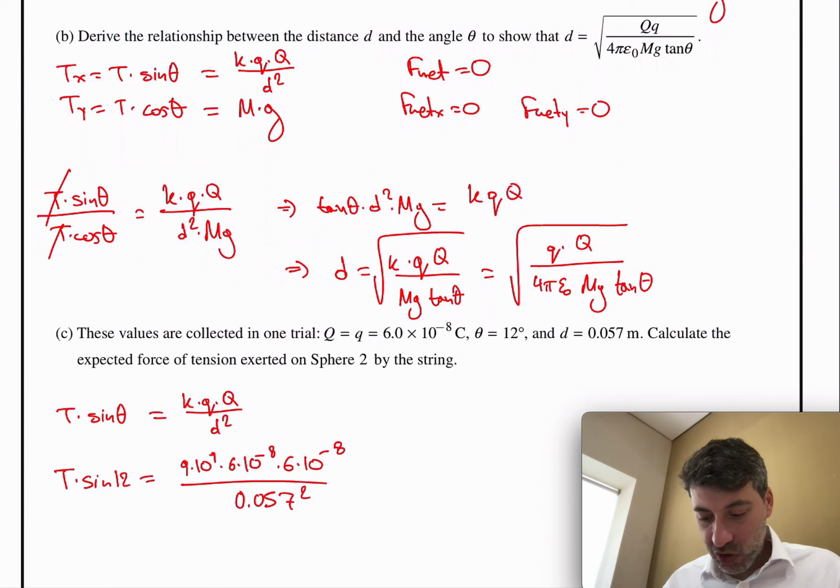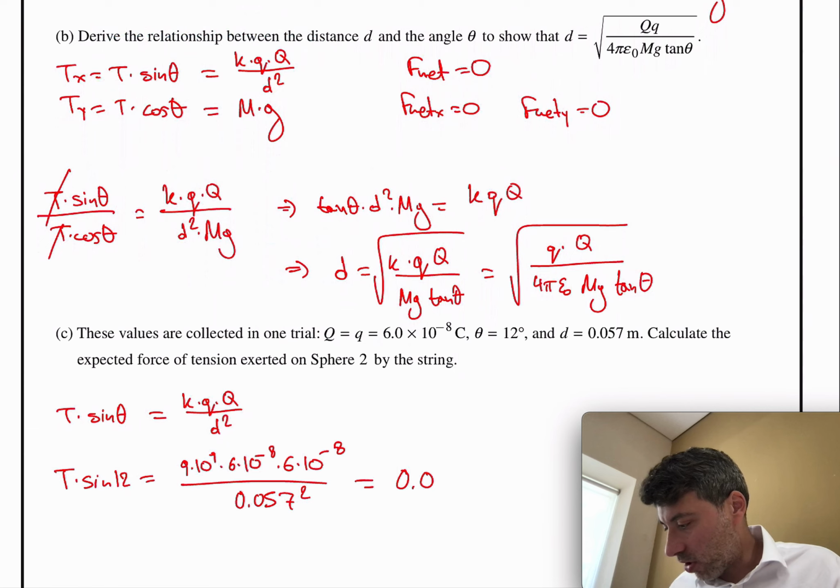For this we'll have to go to the calculator. Give me 1 minute. So 9 times 10 to the power of 9 multiplied by 6 times 6, which is 36 times 10 to the power of negative 16, and all of this divided by sine 12 degrees and 0.057 to the power of 2. This will bring approximately 0.0479. We need 3 significant digits, so 0.048 Newton.